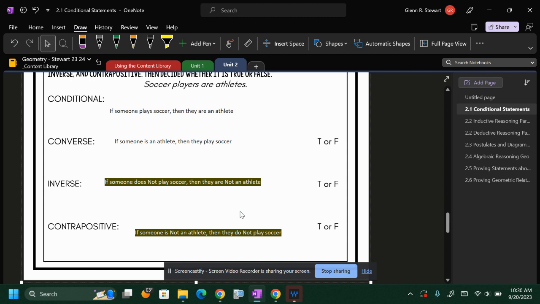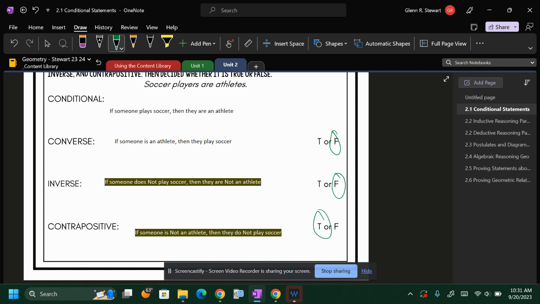All right, so there's what we've got here. Soccer players are athletes. We needed to make sure that we had a conditional. So if someone plays soccer, then they are an athlete. The converse, if someone is an athlete, then they play soccer. That is false. If someone does not play soccer, then they are not an athlete. That is also false.